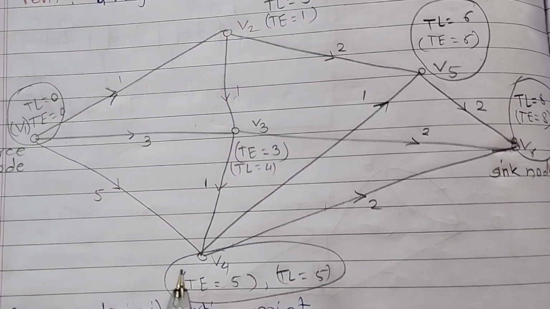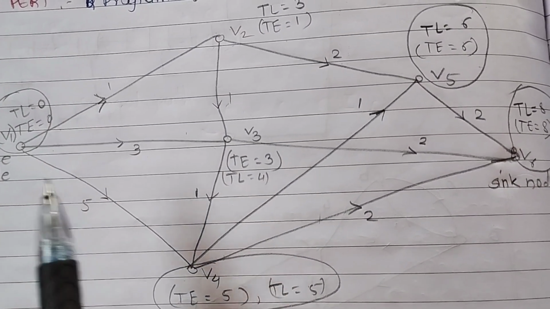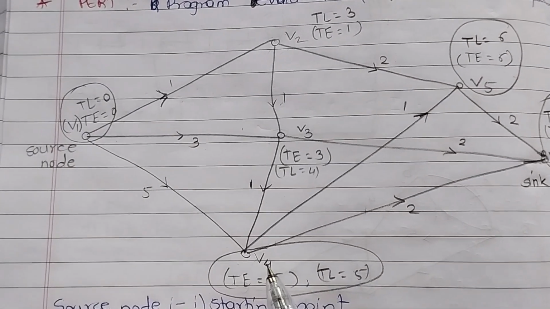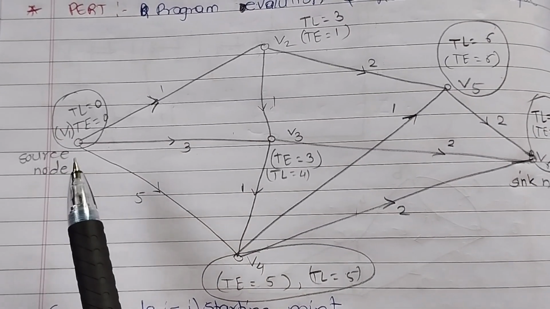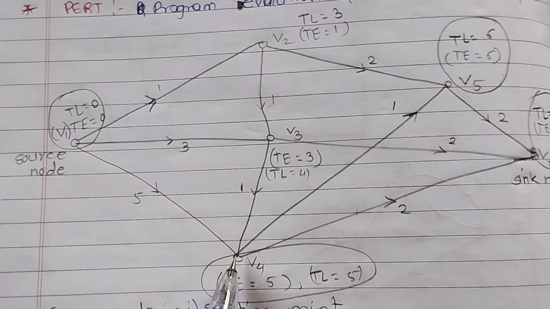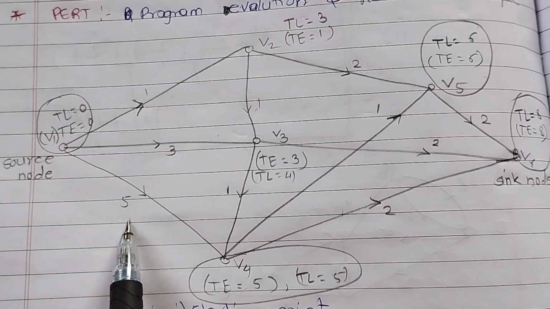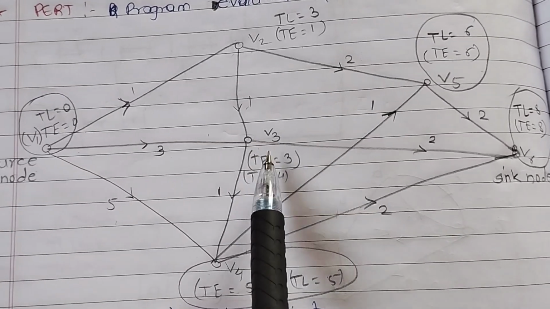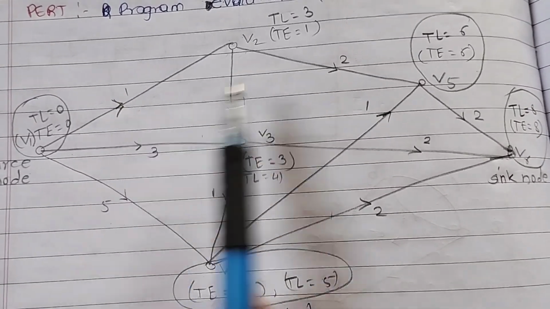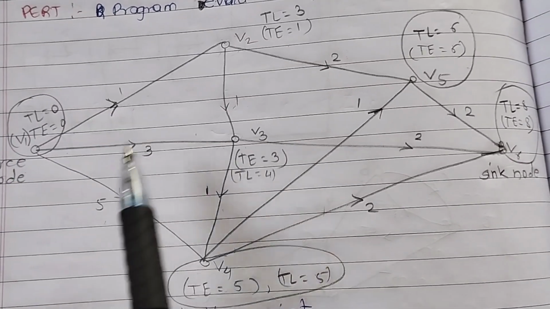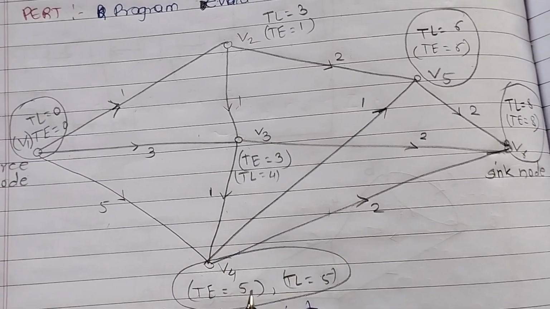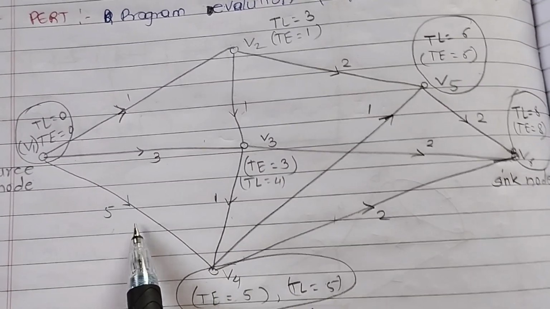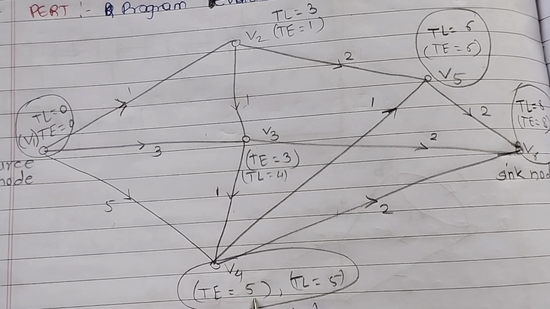Now we see V4. One way is to go direct from V1 to V4, which is 5. The second path is from V1 to V2, V2 to V3 and V3 to V4. The count is 1 plus 1, 2, 2 plus 1, 3, and no other way is seen in the figure to reach V4. The maximum value is 5, so TE of V4 is 5.